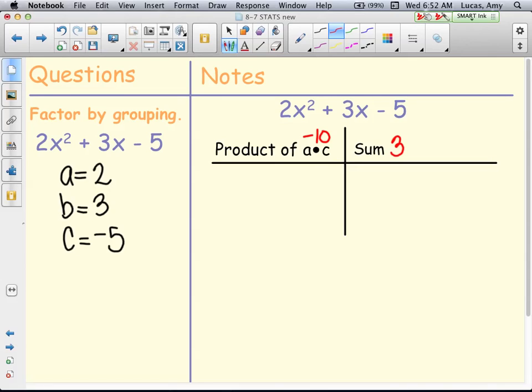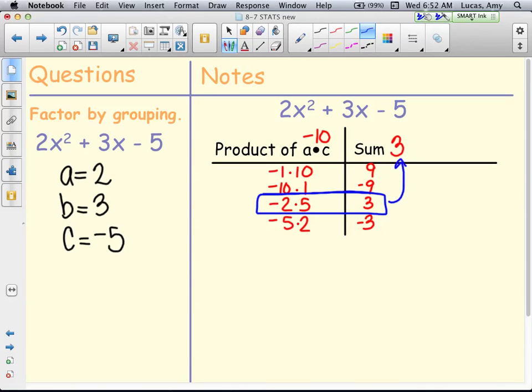Now, a product of negative 10 could mean negative 1 times 10, negative 10 times 1, negative 2 times 5, or negative 5 times 2. If I add those together, I get a sum of 9, negative 9, 3, and then negative 3. So, negative 2 times 5 would be the one that we need with the sum of 3.